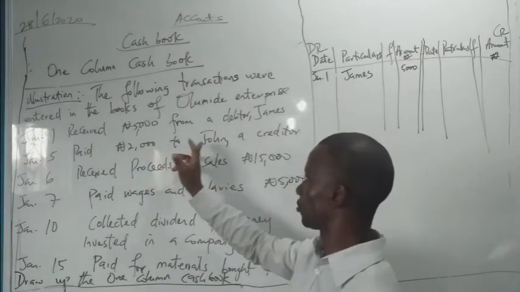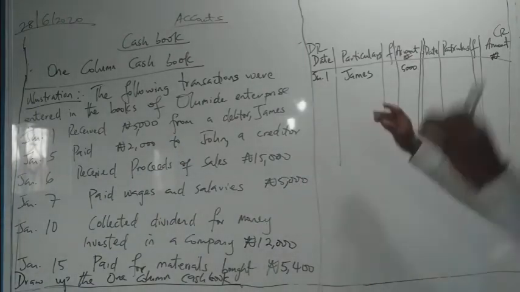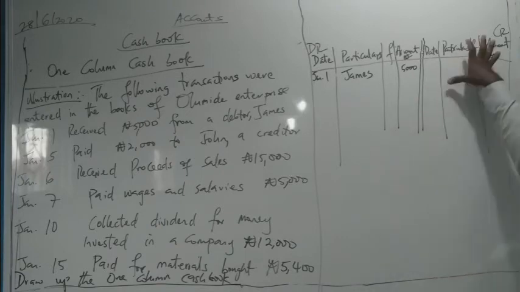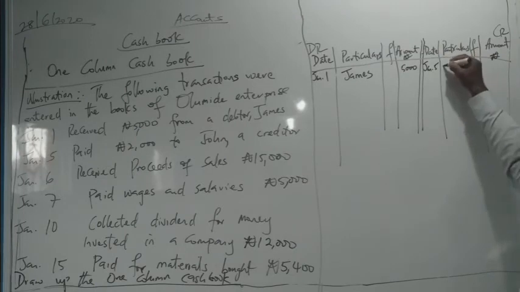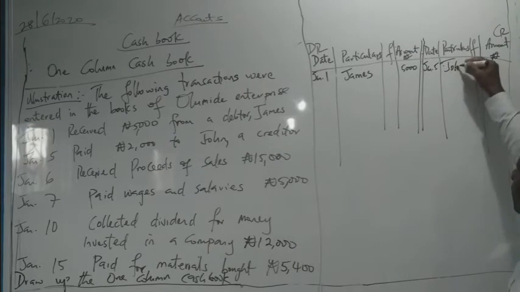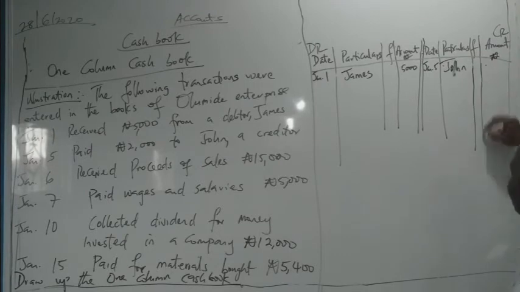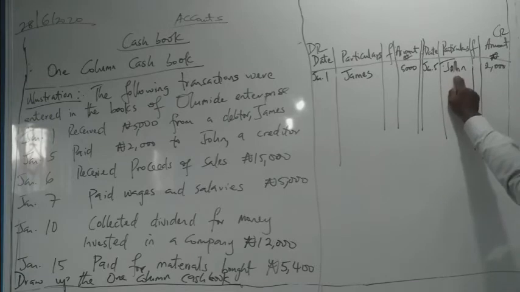Let's go ahead. Paid 2,000 naira to John, a creditor. Money is going out. And when money is going out, I told you it will be credited. Will come January 5th. Who will mention the name? John. And how much for John? 2,000 naira.